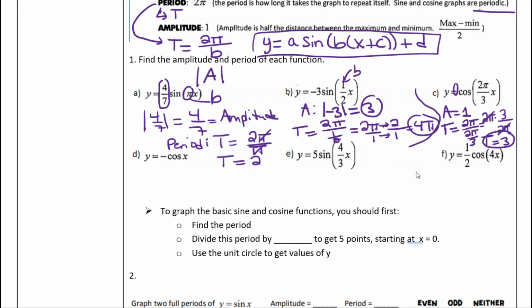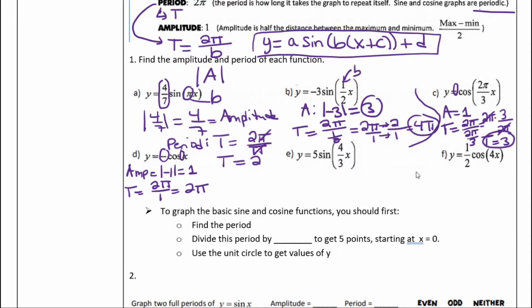Your amplitude here, there's an invisible -1 there. So the amplitude is the absolute value of -1, which is just 1. The period is 2 pi divided by, there's an invisible 1 there, which is just 2 pi.